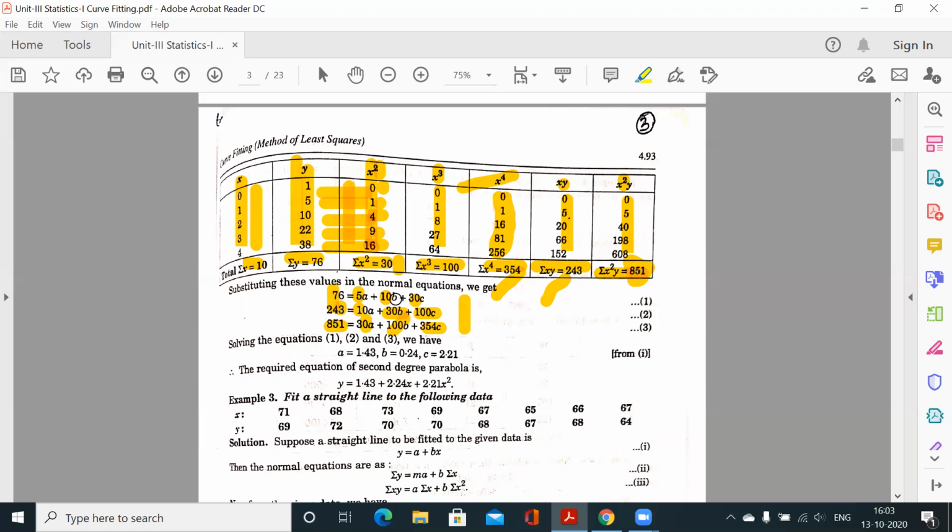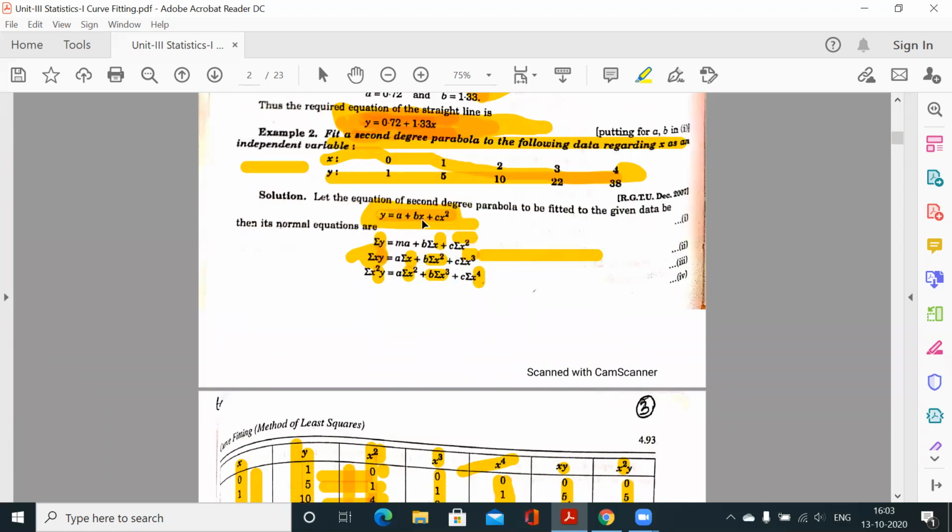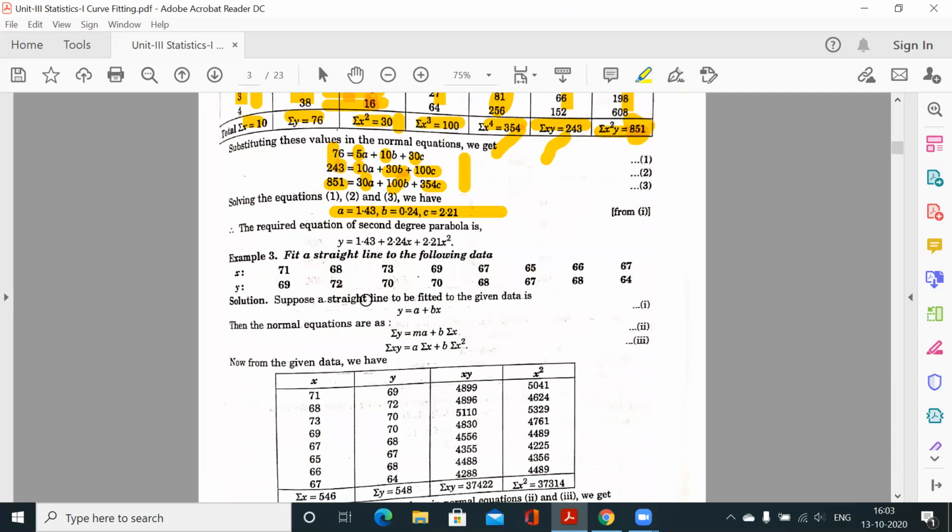Solving these equations for a, b, c, you can use elimination, substitution or the matrix method, and you will get the values of a, b, and c. Now substitute these a, b, c values in the given curve, y is equal to a plus bx plus cx square. So this is a, this is b, this is c. So this is our answer. Clear?